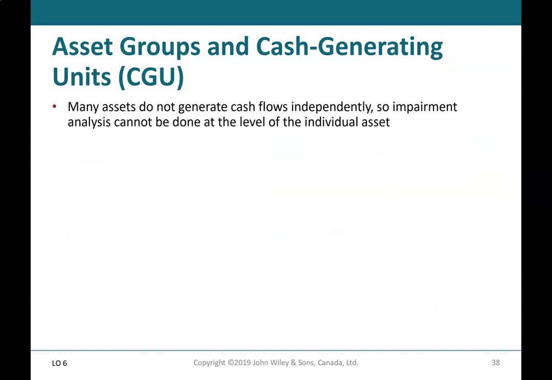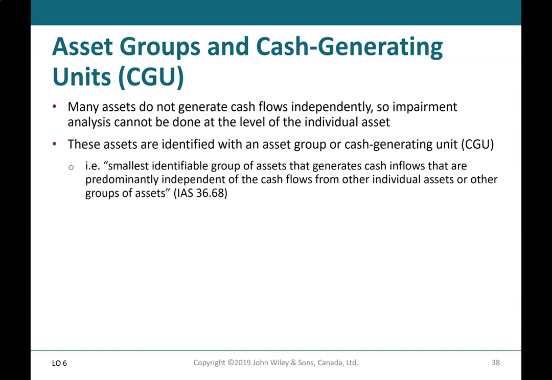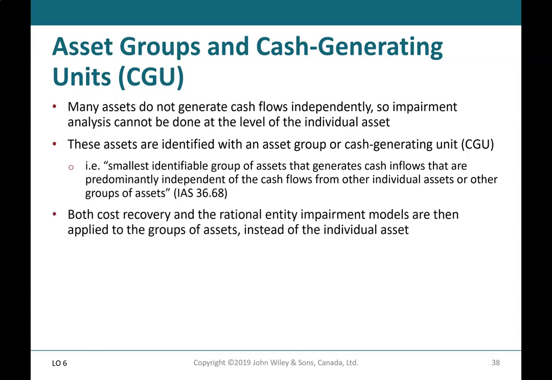Asset groups and cash generating units, CGU. Many assets do not generate cash flows independently, so impairment analysis cannot be done at the level of the individual asset. These assets are identified within an asset group or cash generating unit, CGU, i.e., the smallest identifiable group of assets that generates cash inflows that are predominantly independent of the cash flows from other individual assets or other groups of assets, IAS 36.68. Both cost recovery and the rational entity impairment models are then applied to the groups of assets instead of the individual asset.